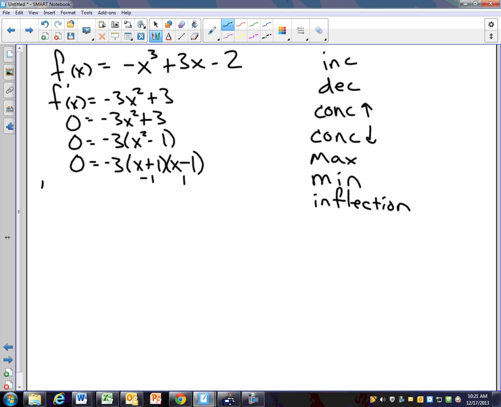I also take the second derivative. If this is my first derivative, what is my second derivative? So that equals 0, and x is 0. Very good.